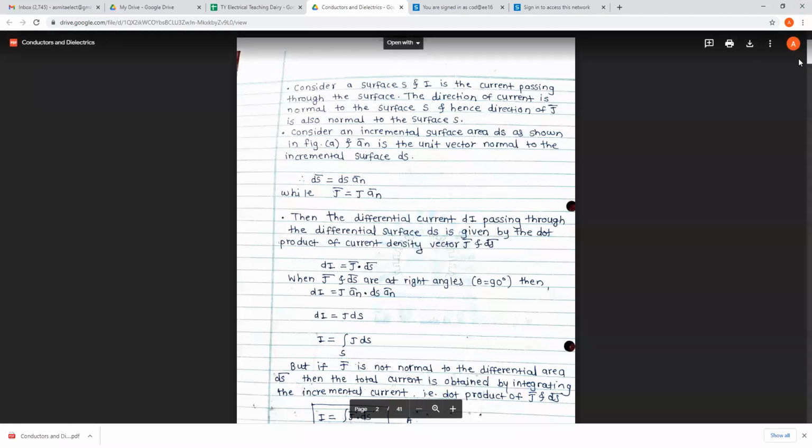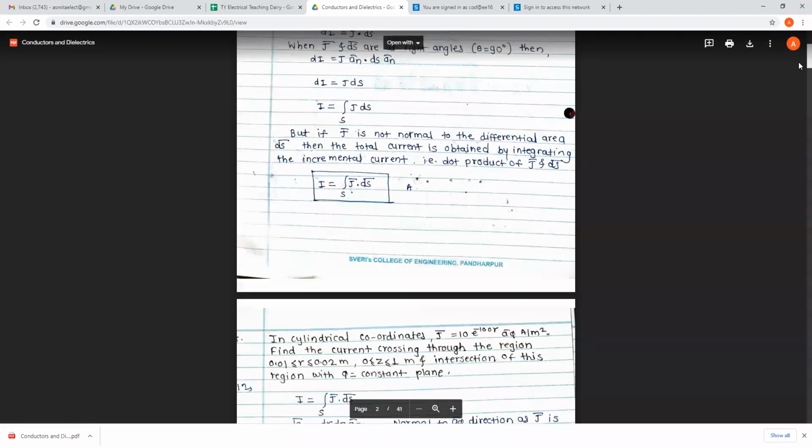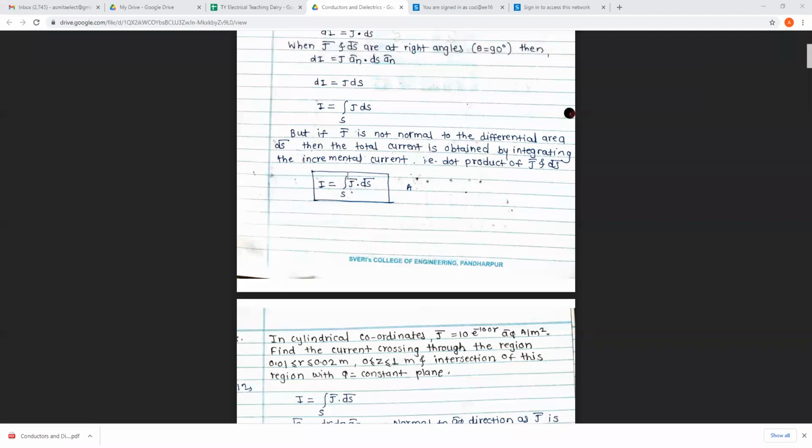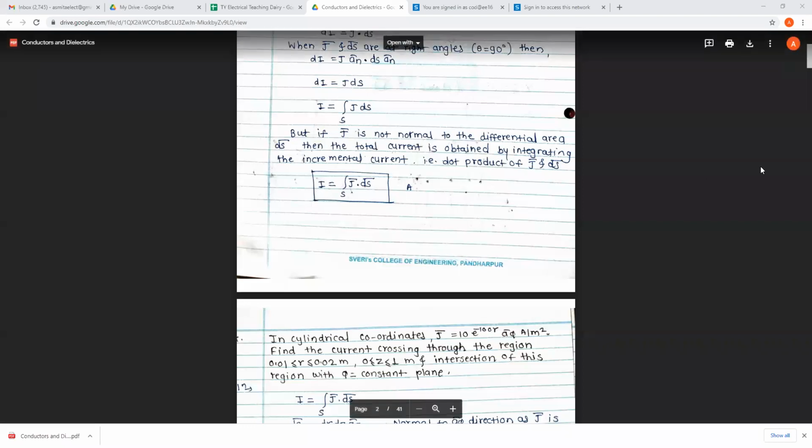Actually, we have also seen this in the first chapter, the line, surface and volume integral, right? While finding the surface integral, from that we can find the current flowing through the surface, and how we can find it is explained here. So that current I is equal to the surface integral of J bar dot ds bar.